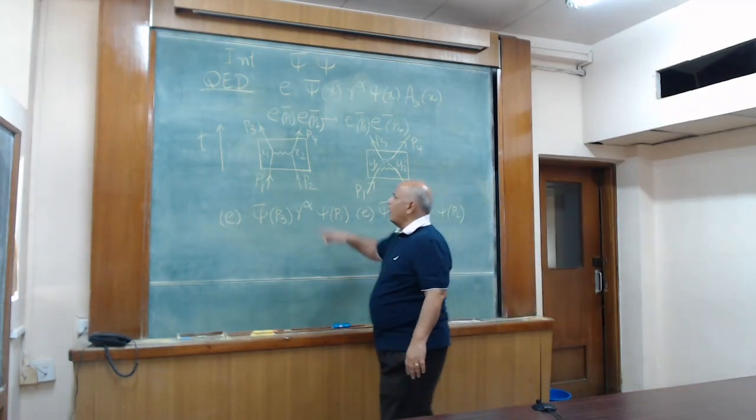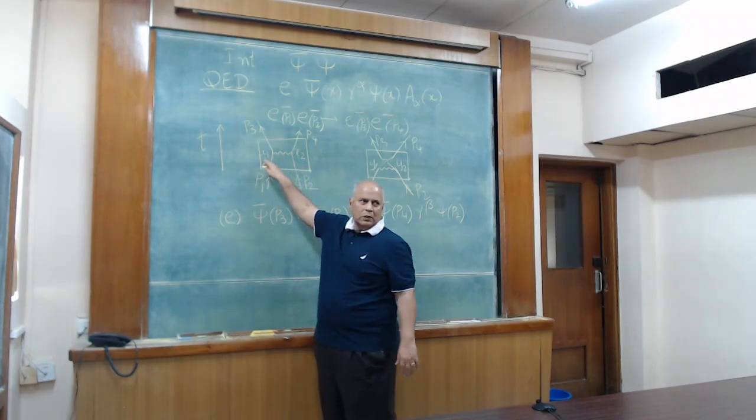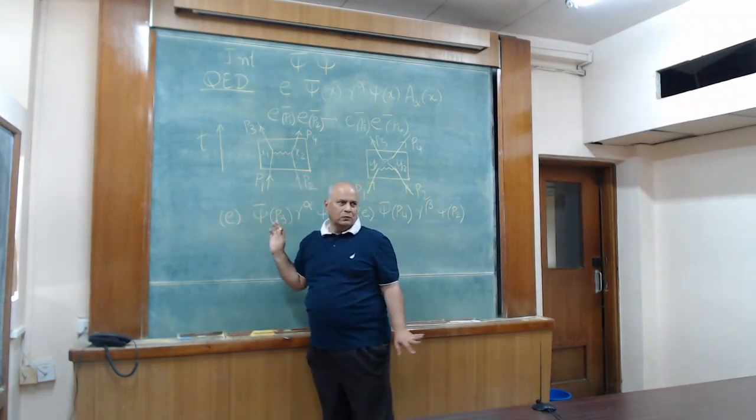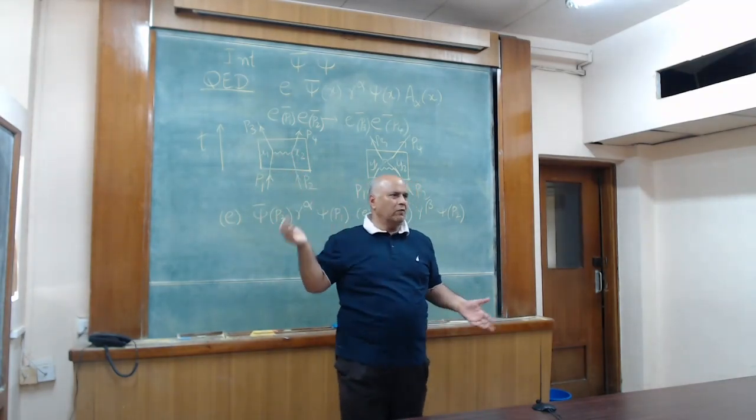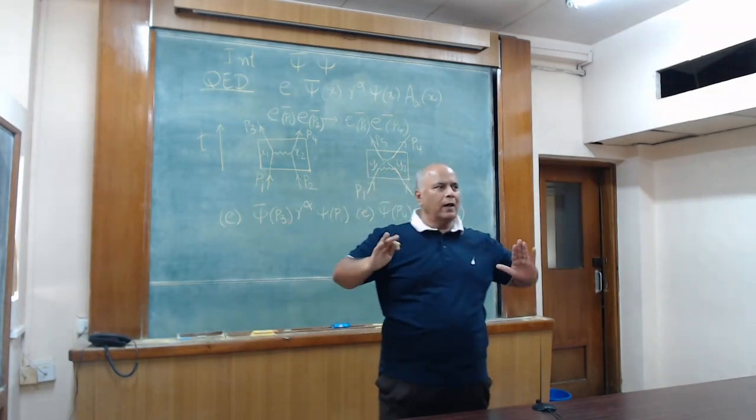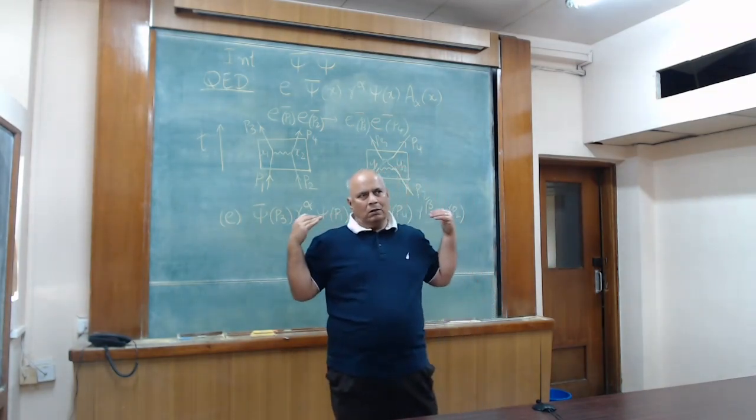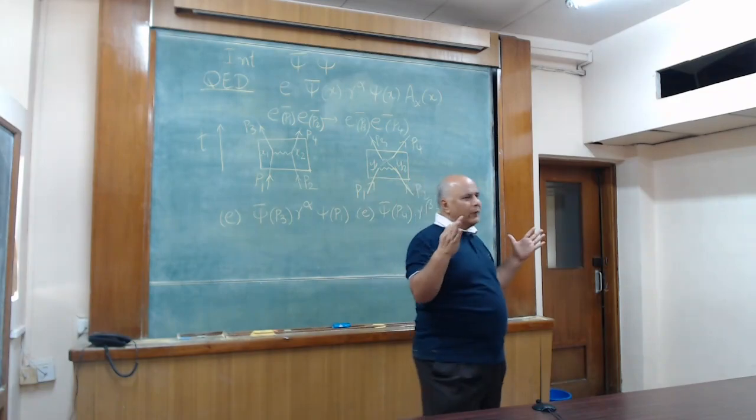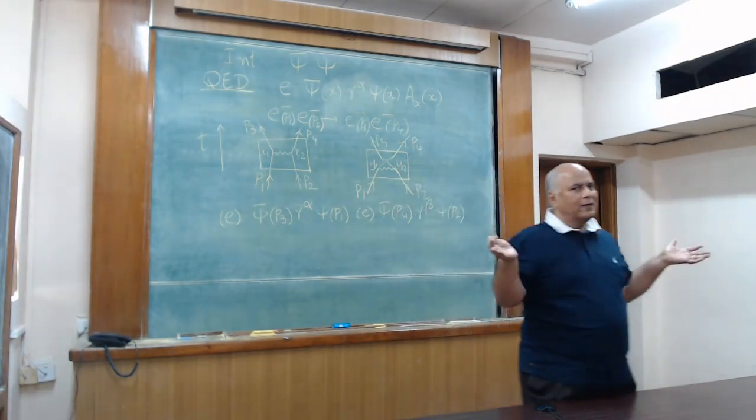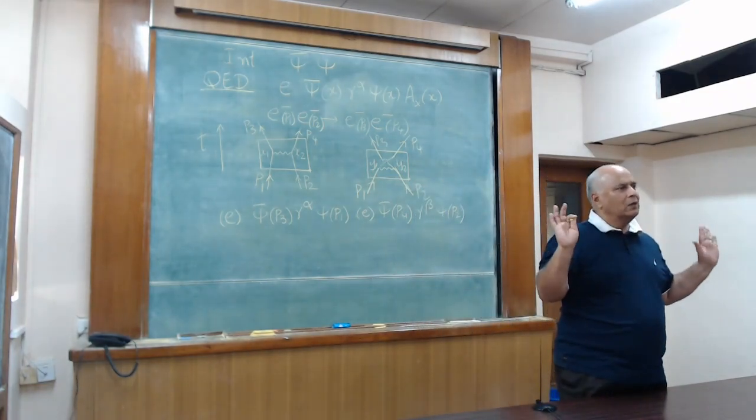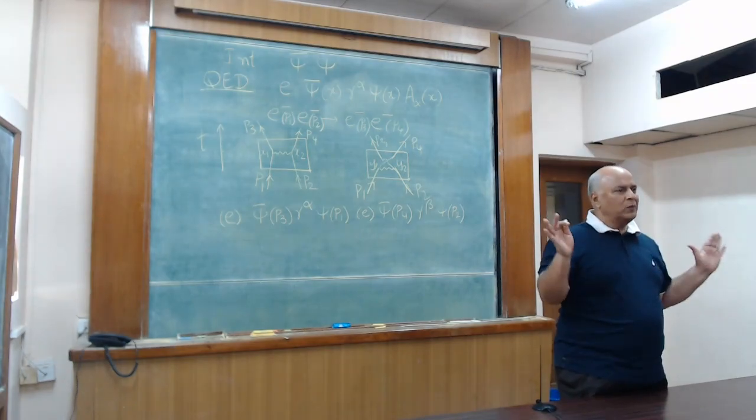And I have this internal line. This is a rule in Feynman diagrams. The internal line, at least from the theory point of view, is as real as you can imagine, but you can never see it in an experiment.